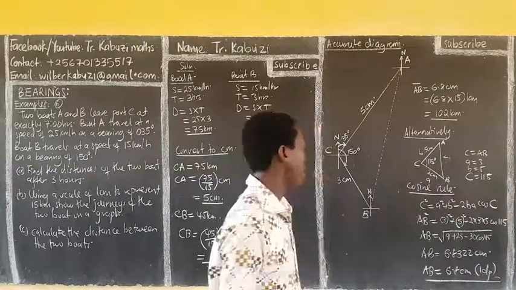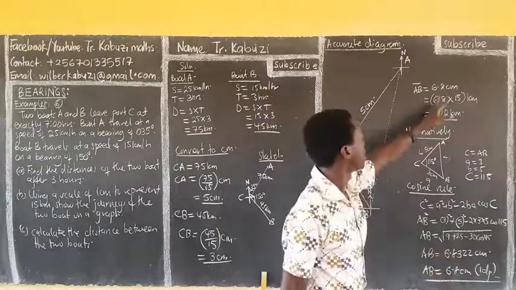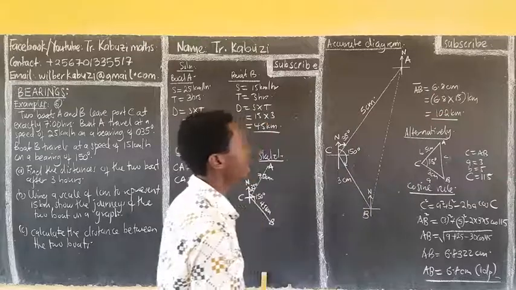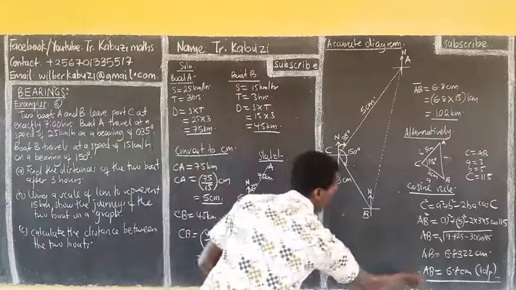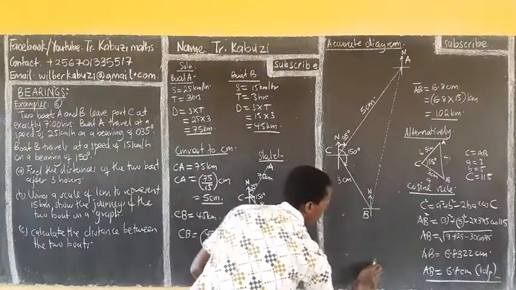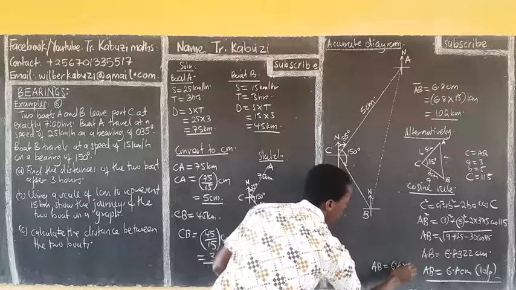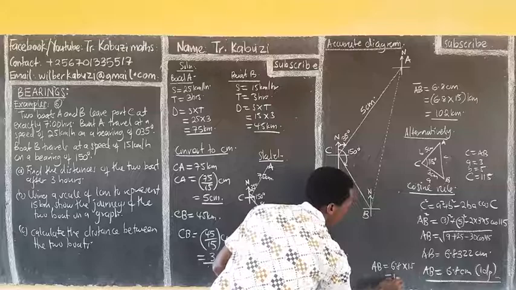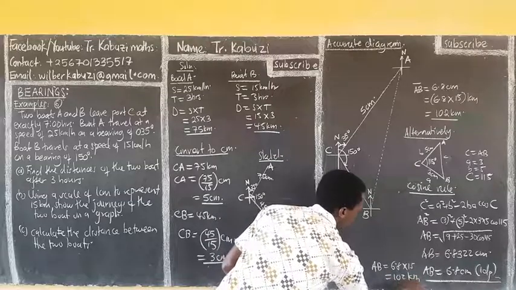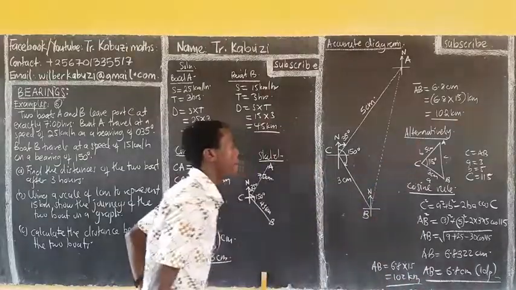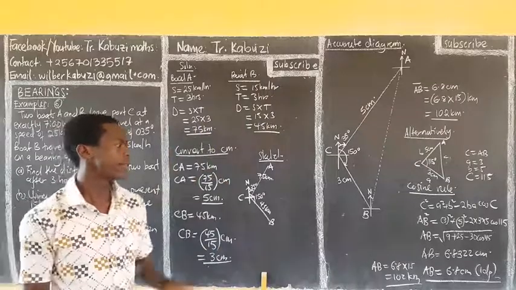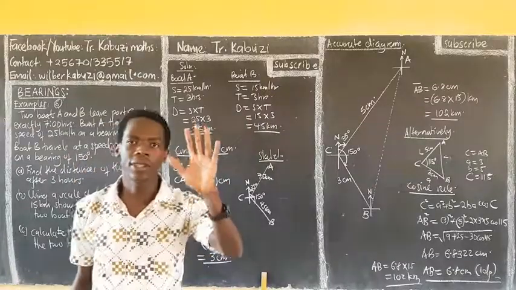And so here our AB is still 6.8. Then you can convert it to kilometers. If you convert this to kilometers, your AB will be 6.8 times 15, which will be 102 kilometers, as the answer I got there. That was alternative 2 that you had to use there. I wish you the best.